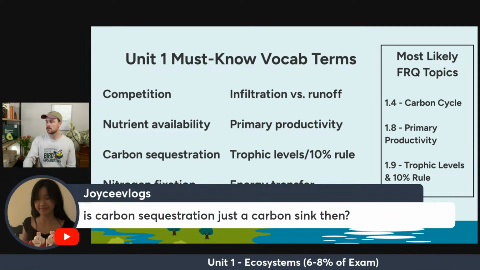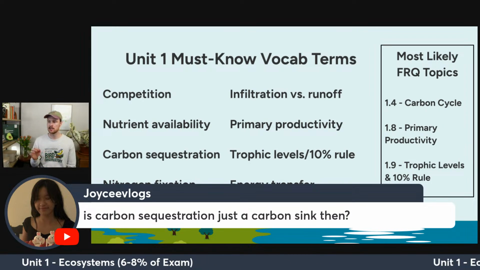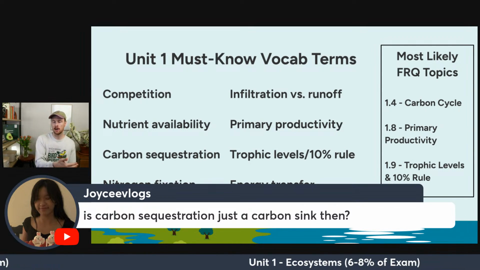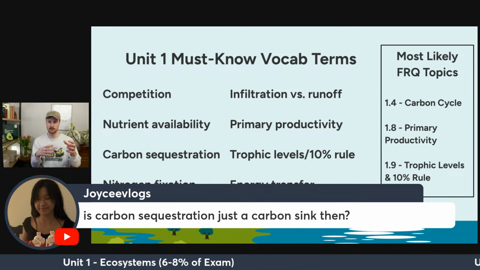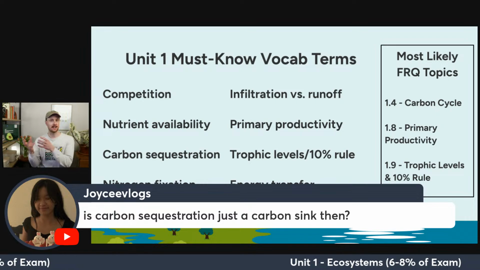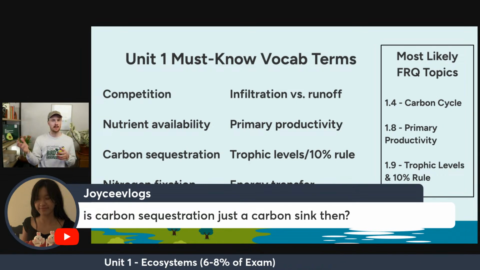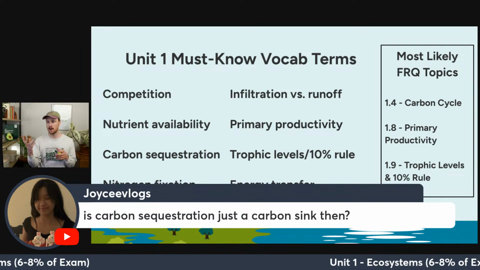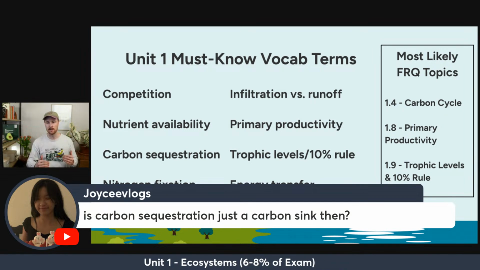Actually, this is a good question. This is a good clarification here. Is carbon sequestration just a carbon sink? Carbon sinks do more carbon sequestration than releasing of carbon, is the way I would use those terms, Joyce. So great question. Anything that stores carbon and stores more than it gives off, because most things take in and give off carbon, but anything that stores more than it gives off, we would call that a carbon sink, and a carbon sink does the action of sequestering or storing carbon.